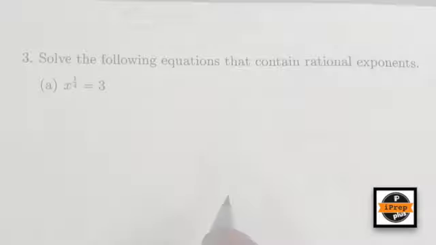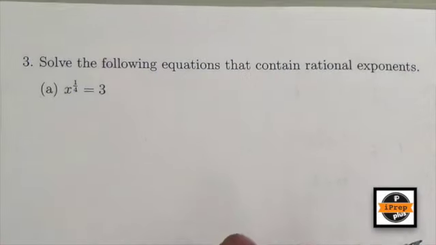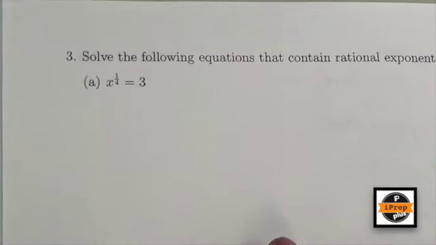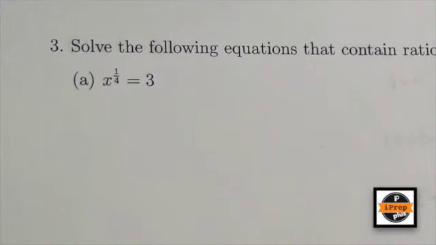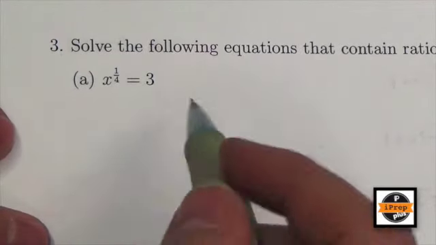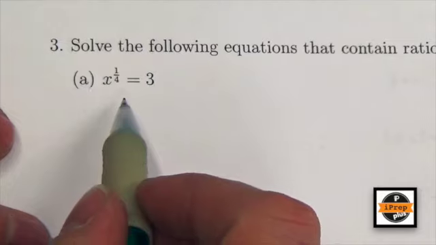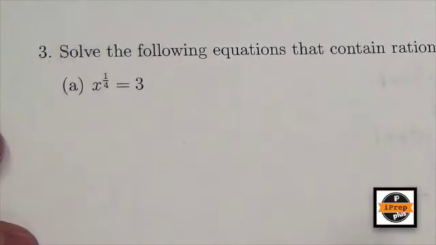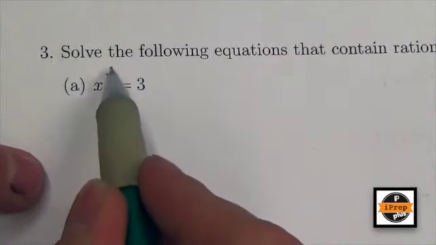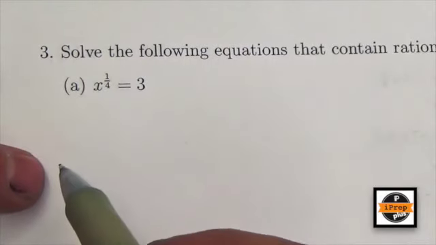This next question requires us to solve the following equations that contain rational exponents. But there's an issue here, and I'm going to zoom in on this now that you've seen the question. X to the 1/4 is equal to 3. Now, this is not an exponential equation. It's in this section here because we need to talk about how you approach questions like this, but this is not exponential because the independent variable is in the base of the power, not the exponent.